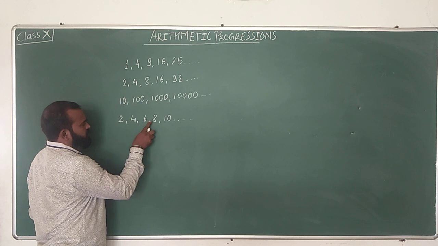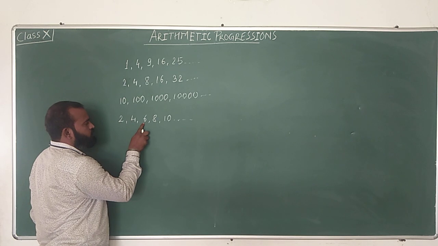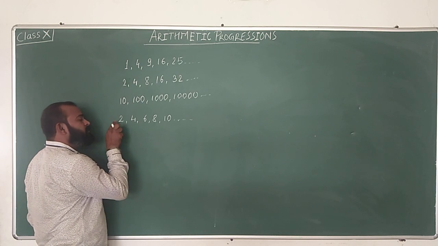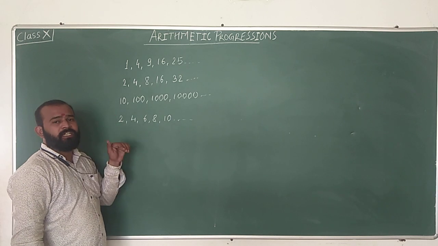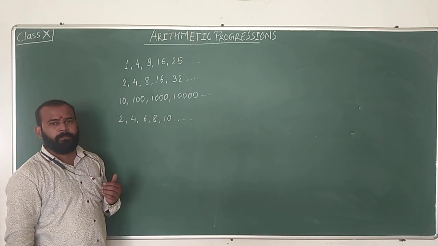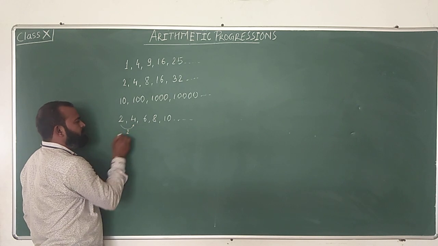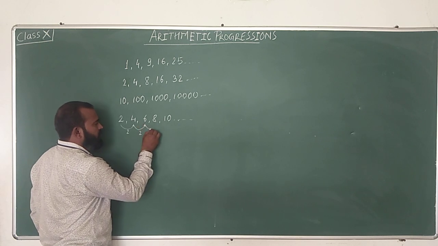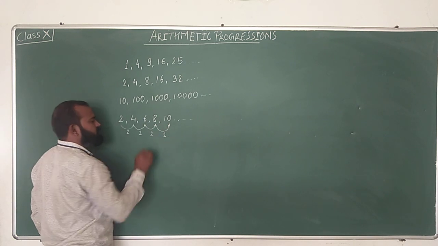Here 2, 4, 6, 8, 10. Here 2 plus 2 is 4, 4 plus 2 is 6, 6 plus 2 is 8, 8 plus 2 is 10. Means in every preceding term, some definite number is added to get the succeeding number. Okay, as in this number, after adding 2 to this number we got the succeeding number. Again we add 2 to it, we get the succeeding number.